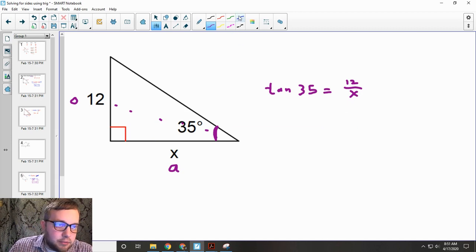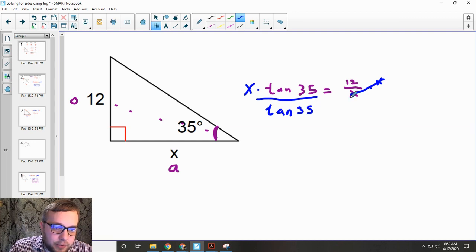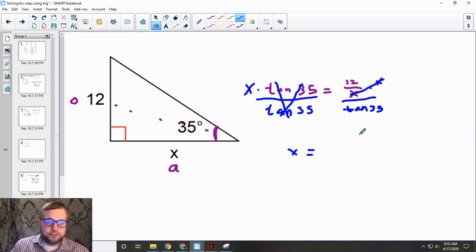All right. So now, once again, I want to get the X out of the denominator. So I'm going to multiply by X on both sides. Bam. Then I'm going to try and kill two birds with one stone. I want to divide by tangent of 35. That'll get me the X all by itself. So I'm going to divide by tangent of 35. Now that's gone too. So X equals 12 divided by tan of 35.